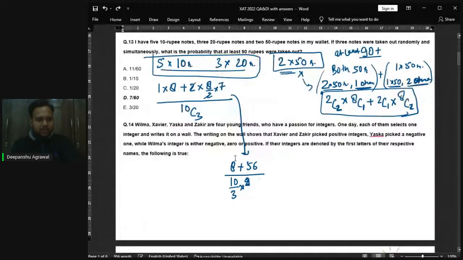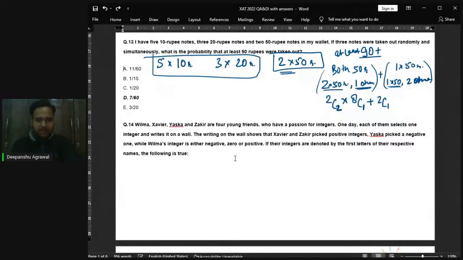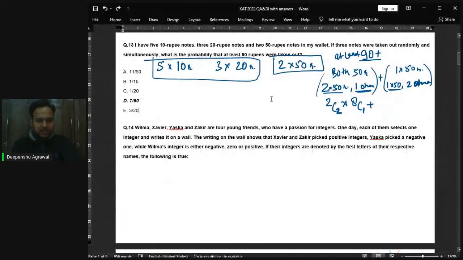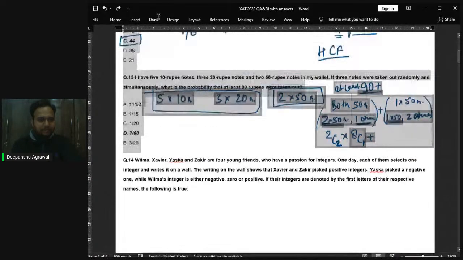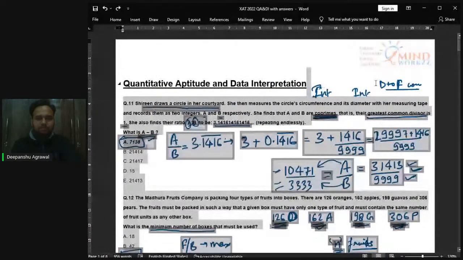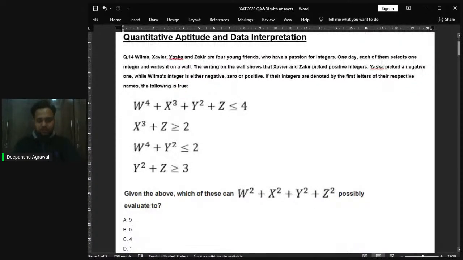Okay, so the next question is Wilma, Xavier, Yaska and Zakir are four friends who have a passion about integers. Just give me a second because I need to erase the initial questions so that you may be able to see the next questions. Okay, so we have reached question number 14.